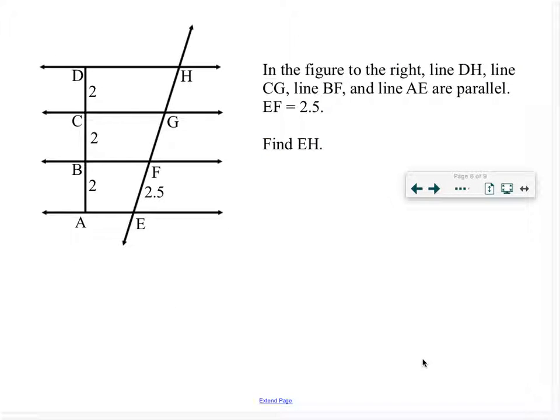All right, the last problem has to do with that last theorem. So again, I would encourage you to push pause, try it yourself, and then come back and check your answer.